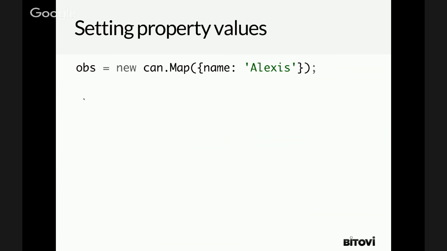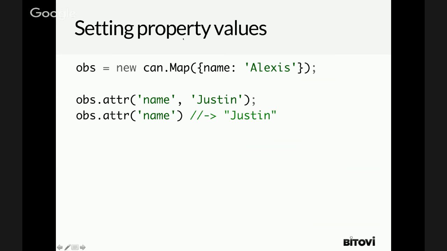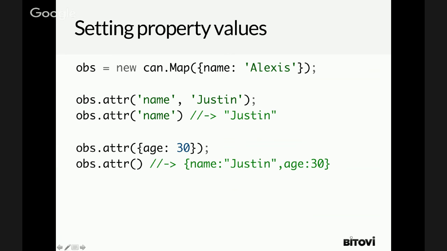Setting property values. If you want to change the values on an observable, you can call the observable.attr method with the property you want to change and the new value. You can also pass it an object of properties and values that you want to change. The important thing to notice here is that I've got an object with name Alexis. I've changed the name property to Justin, and then I'm calling observable.attr with an object with an age property that's 30. Notice that the name property, Justin, wasn't removed. This just adds any properties found here. It's not going to remove properties that aren't in this list to begin with.